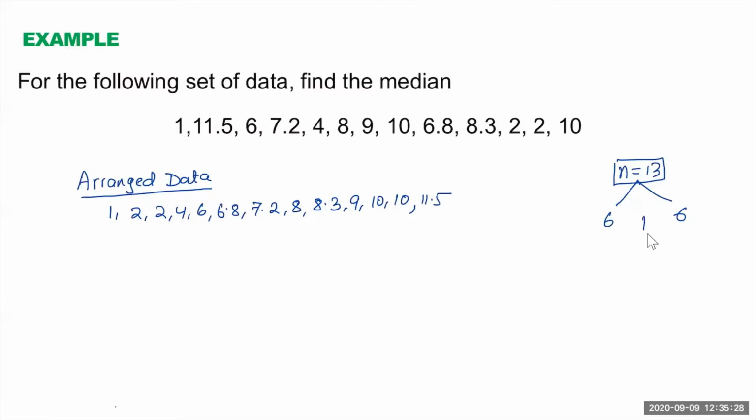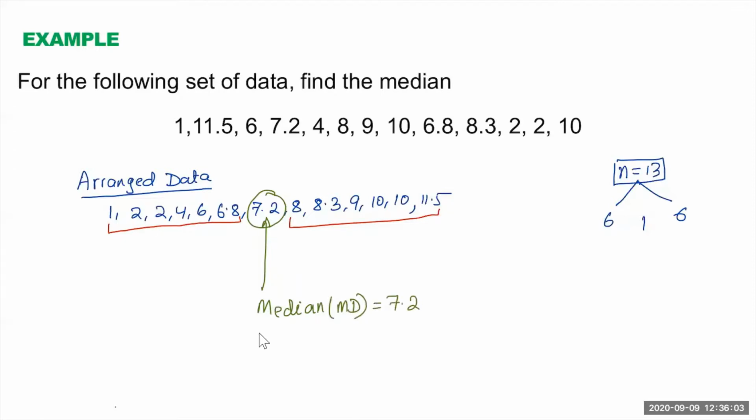You have 1, 2, 3, 4, 5, 6 values here, 6 values here. Clearly, you can see here you have 1, 2, 3, 4, 5, 6. This side 1, 2, 3, 4, 5, 6. And here is 1 value in the middle. If you look at it carefully, you have this value in the middle. So the value which is in the middle, that is called the median. So the median, which is written as MD, is equal to 7.2. So all you have to do is to arrange the data in increasing order and then look for the middle value. The value in the middle is called the median. So this is how we can find the median of the given data set.